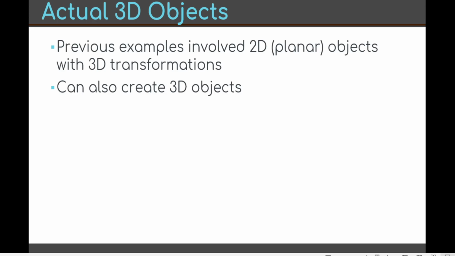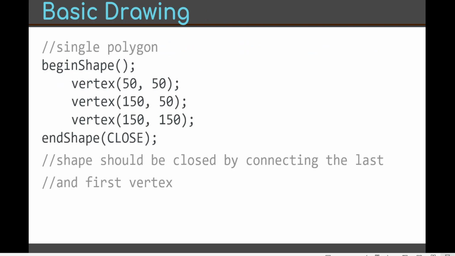All right, so we made 2D planar objects with 3D transformations, and we can create 3D objects. So here's how you would create your own 3D object. To make a simple polygon, you would say, hey, the next vertices that I give you will be a shape. That's what beginShape means. So every vertex call until endShape is called is considered part of the same 3D object.